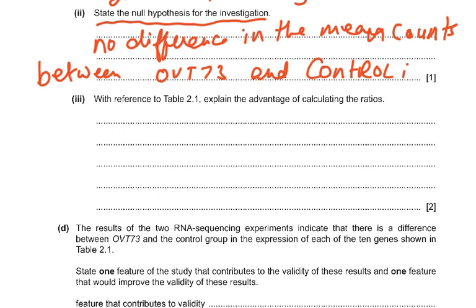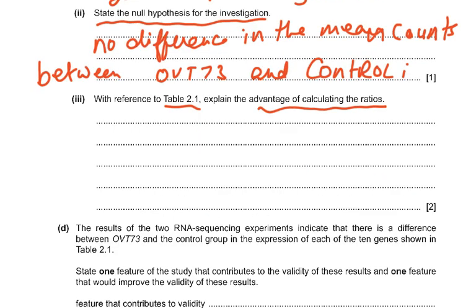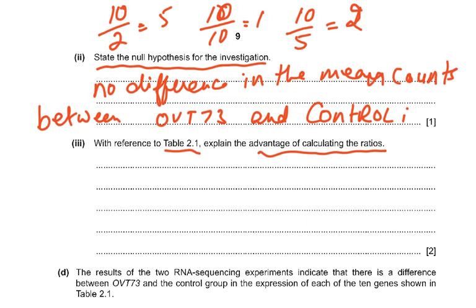With reference to table 2.1, explain the advantage of calculating the ratios. Now, you see here the ratios were OVT73 count divided by the control count. How did we do this? So you give yourself examples: 10 over 2 is equal to 5, 10 over 10 is equal to 1. What does the ratio tell you? The ratios tell you it's very easy to make a comparison.